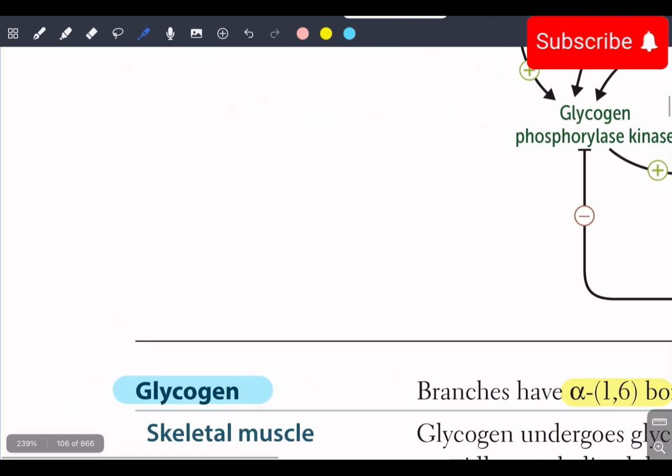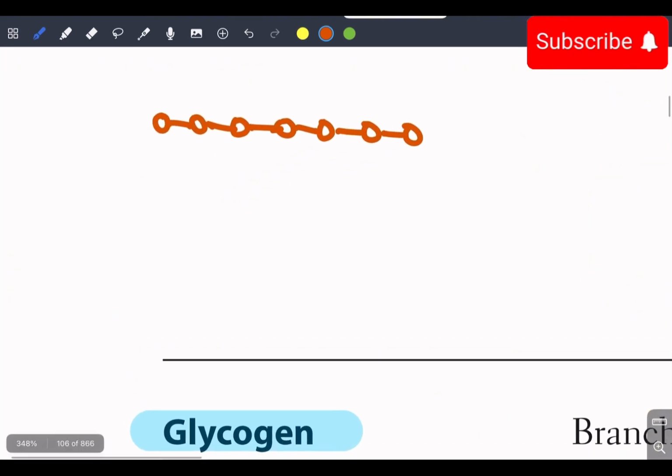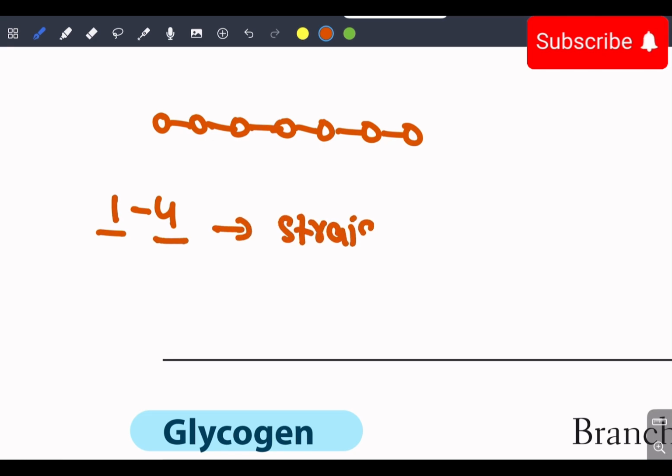Let's say we have a glycogen molecule. This is glucose, this is glucose. A lot of glucose molecules are connected. Between two glucose molecules, if we say 1,4, carbon 1 of one glucose molecule is connected to carbon 4 of the other molecule, and this makes a straight chain. A straight chain is formed when carbon number 1 of one glucose is connected to carbon number 4 of the other molecule.